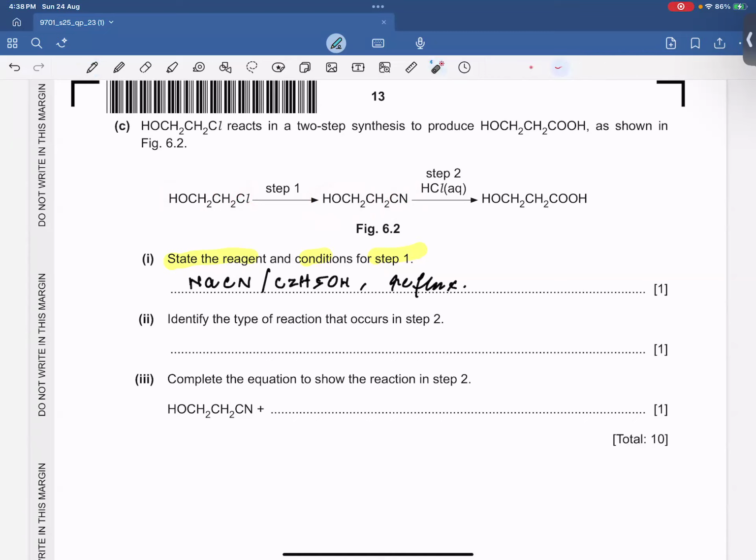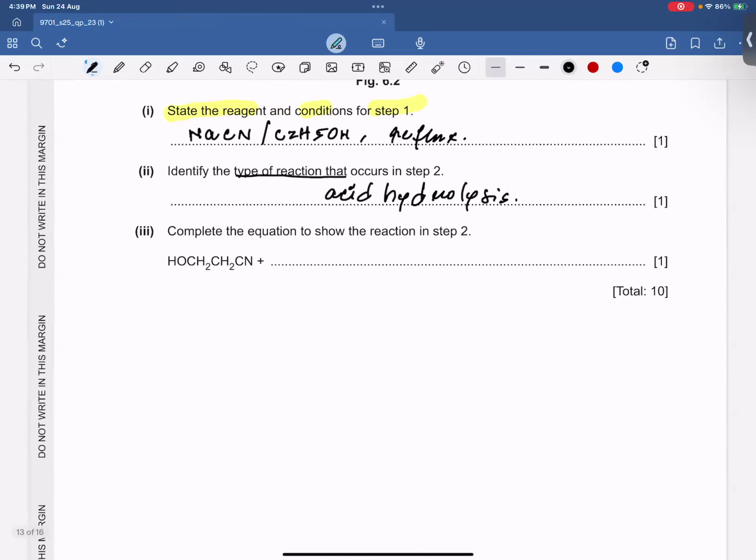Okay. Now, in the second step, this CH2OH primary alcohol will remain as it is. There is no change in it. But this CN will turn to COOH, which means in step 2, we are going to do acid hydrolysis. So step 2 is basically the type of reaction, acid hydrolysis. It is also called a step-up reaction because you are increasing the number of carbon atoms. Complete the equation to show the reaction in step 2.